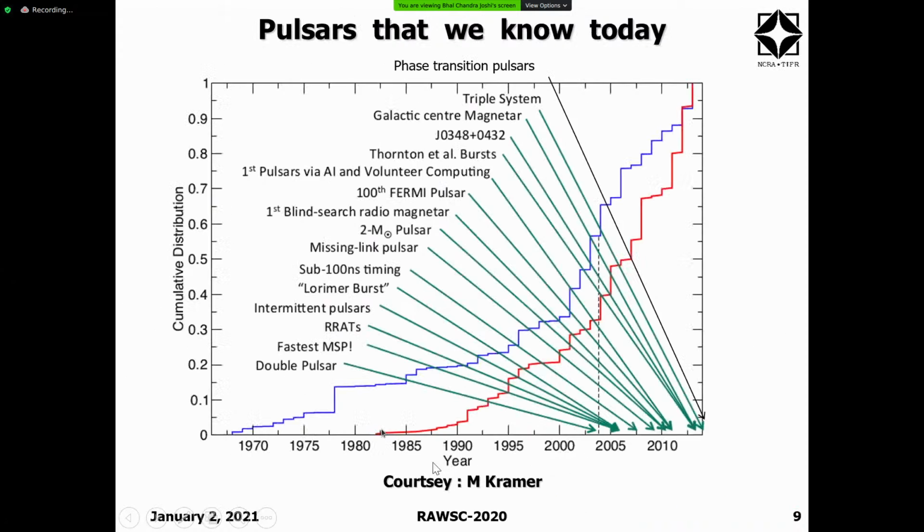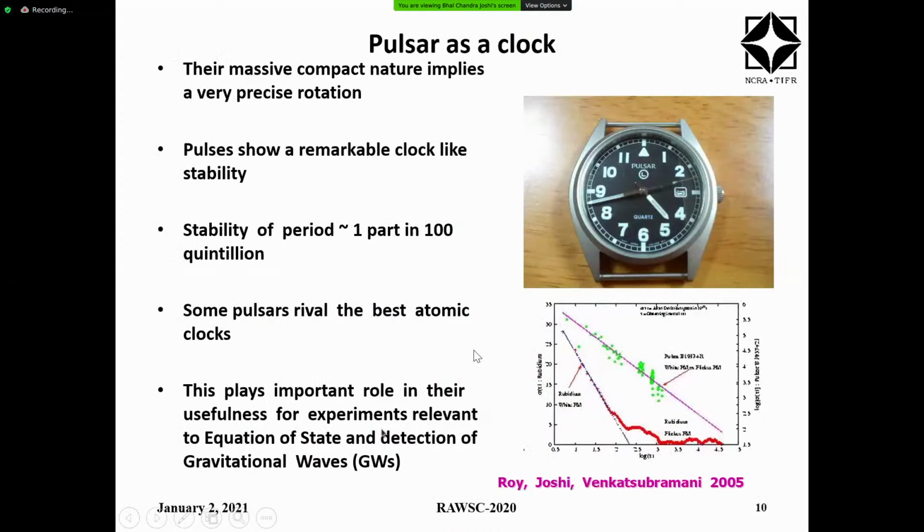So this was just a brief introduction, and just to indicate to you that the discoveries have not stopped. The first pulsar was discovered in 1967, but you can see from this cumulative distribution that the rate of discovery has actually not slowed down, which happens in many fields. It is actually becoming exponentially large. And we have discovered so many interesting systems in the last 53 years or so of pulsar astronomy.